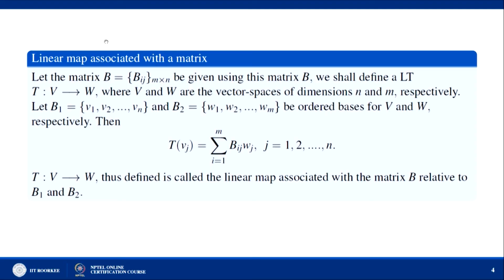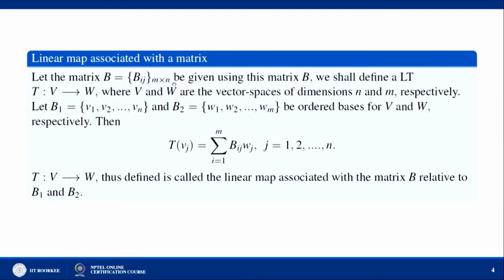Now, if a linear map and the bases are known, then we can find out a corresponding matrix. Now, if a matrix is known and bases are known, then can we find out a corresponding linear map from V to W? So, the answer is yes. So, how can we find this?